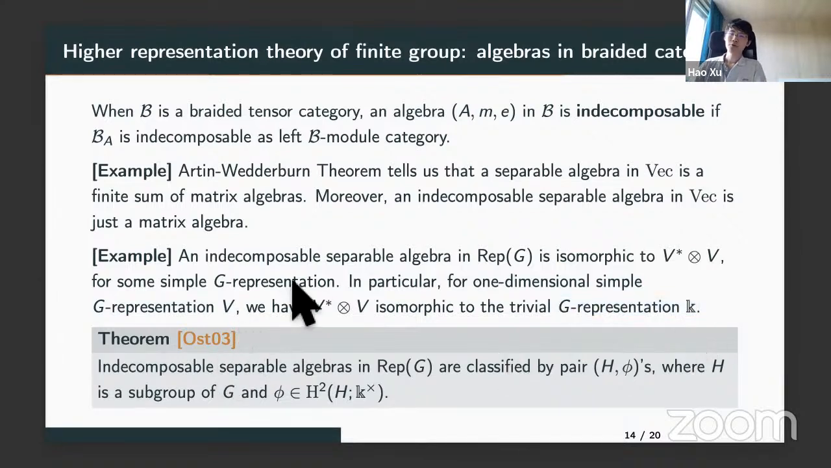Then Ostrik, in the same 2003 paper, provides a classification theorem for indecomposable separable algebras in RepG. So the classification is given by pairs (H, phi), where H is a subgroup of G, and phi is a 2-cocycle on H. So remember, this result will be used later.